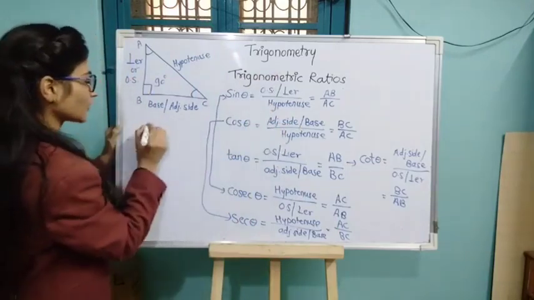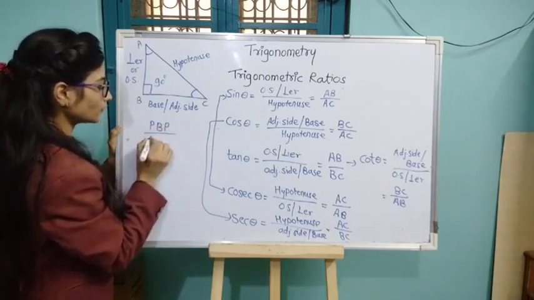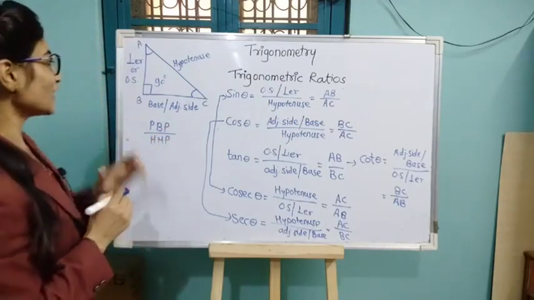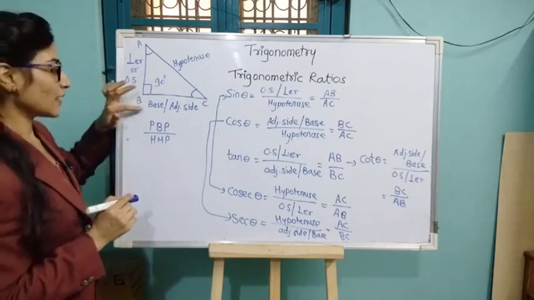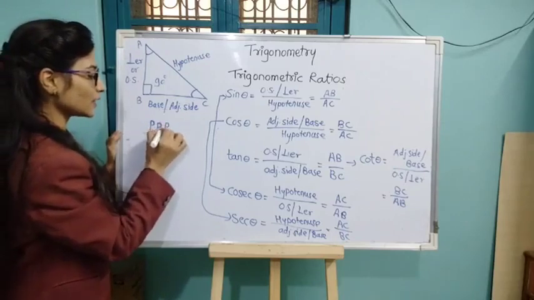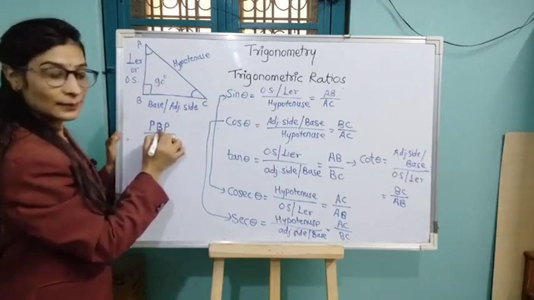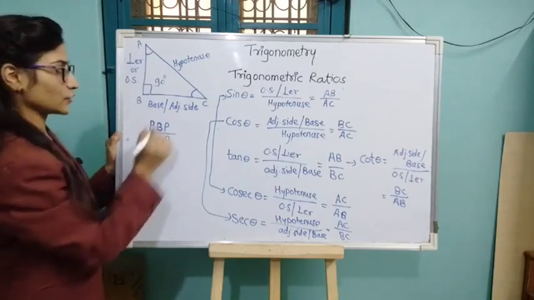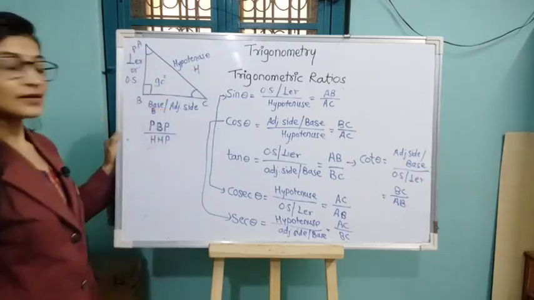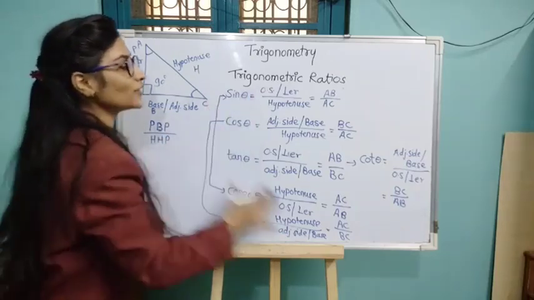So I'm just writing here PBP upon HHP. What is meant by PBP upon HHP? Now see, here you can see this is the perpendicular and this is the base. So for perpendicular we have to consider P, and for base we have to consider B, and H is for hypotenuse. So according to that, how can we remember all these ratios?